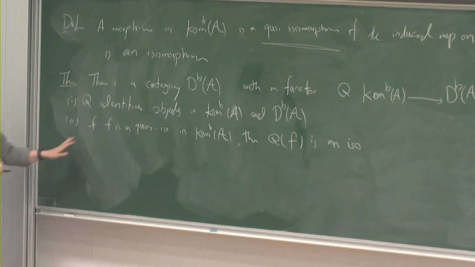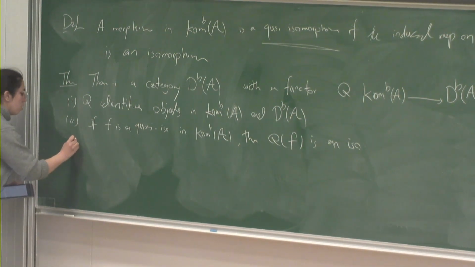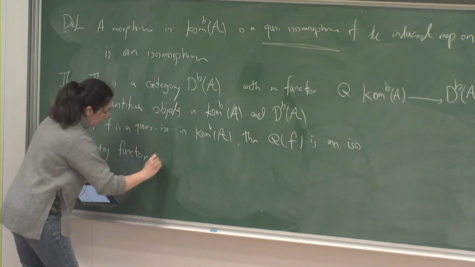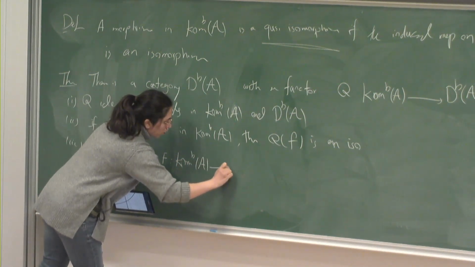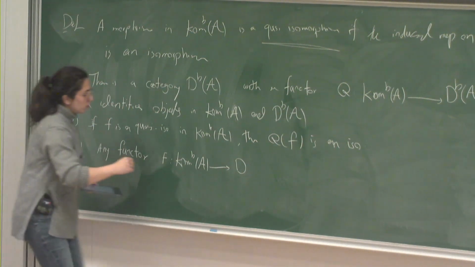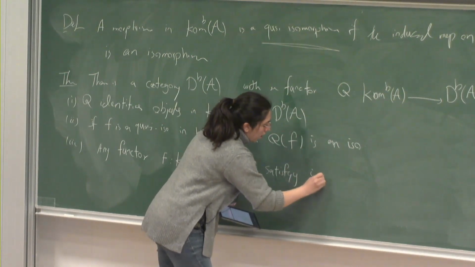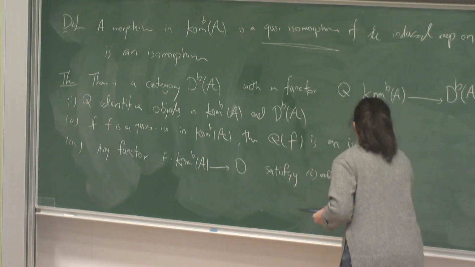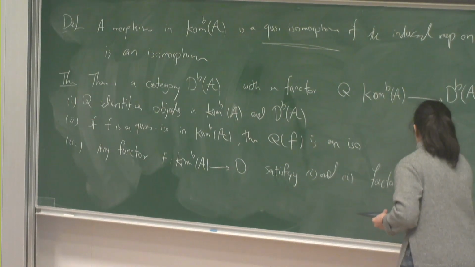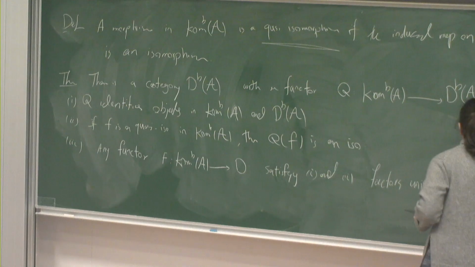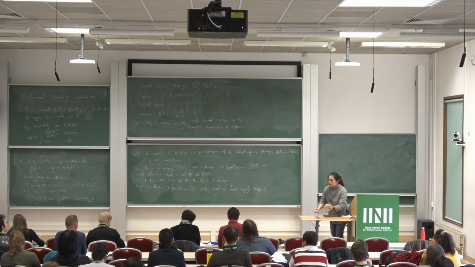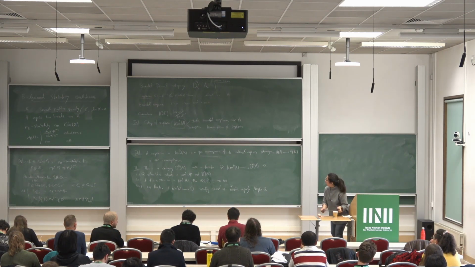Okay, and finally we want this category D^b(A) to be minimal with respect to these two conditions, which categorically just means that if I look at any functor F from Com^b(A) to a category D which satisfies these two conditions, 1 and 2, then it uniquely factors via this functor. Okay, is there any question about the definition? Okay, great.